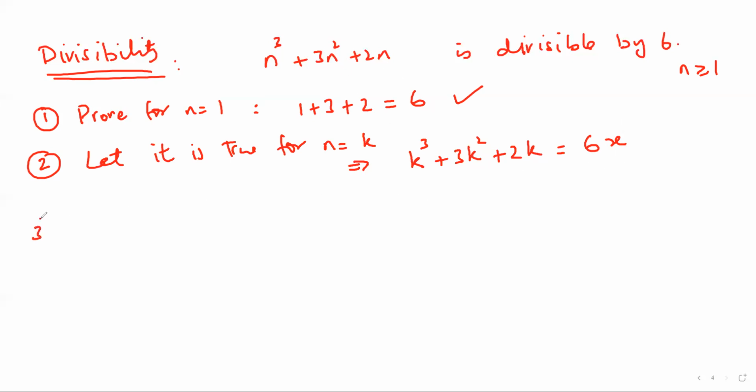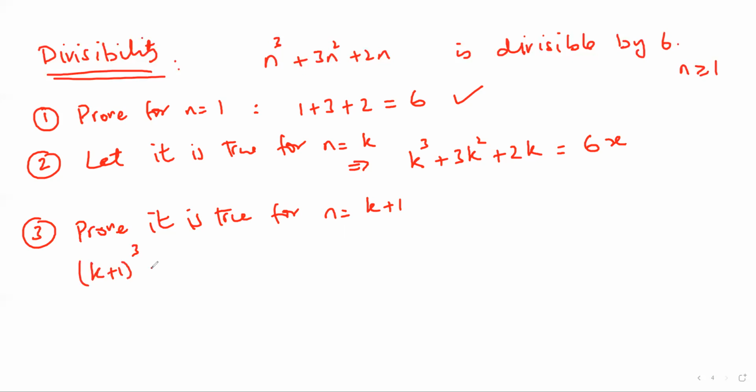Now in the third step, we have to prove it is true for n equal to k plus 1. This is where you will have to show your algebraic muscles, guys. So this is (k plus 1) cubed plus 3 into (k plus 1) squared plus 2 into (k plus 1).